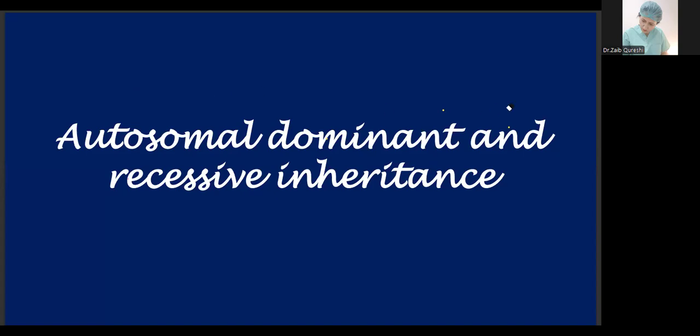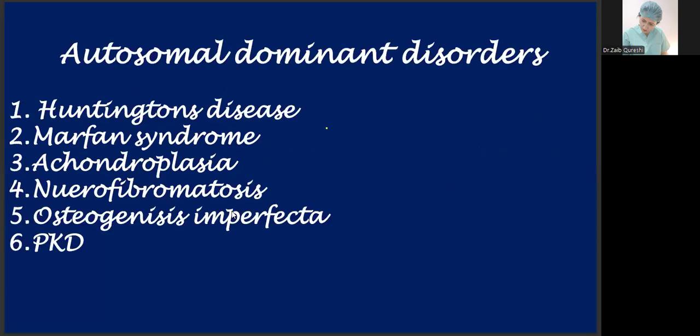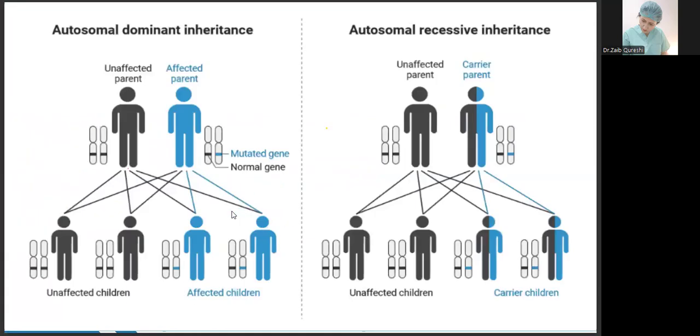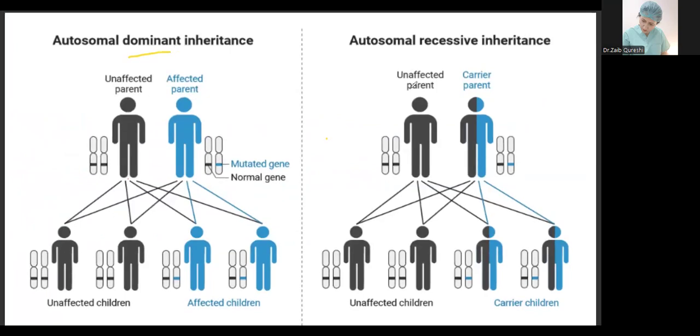Now we are discussing dominant and recessive conditions which are related to autosomal chromosomes. I have this wonderful picture here. You can see the autosomal dominant inheritance pattern on the left side of the slide, and the autosomal recessive inheritance pattern on the right side of the slide. Now we will see what the differences in inheritance are.